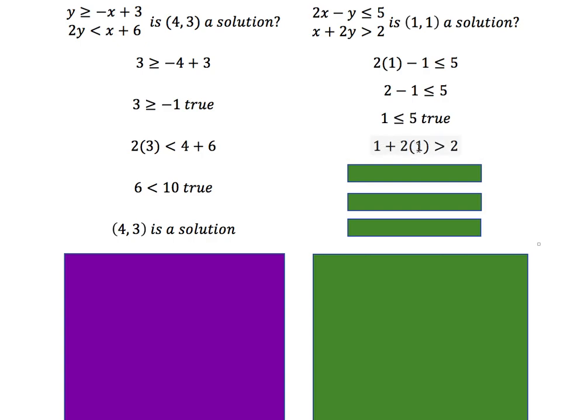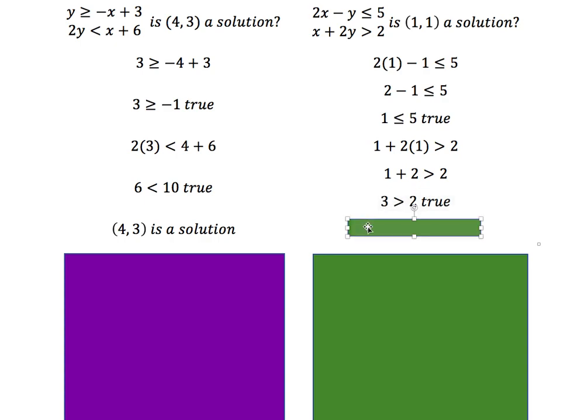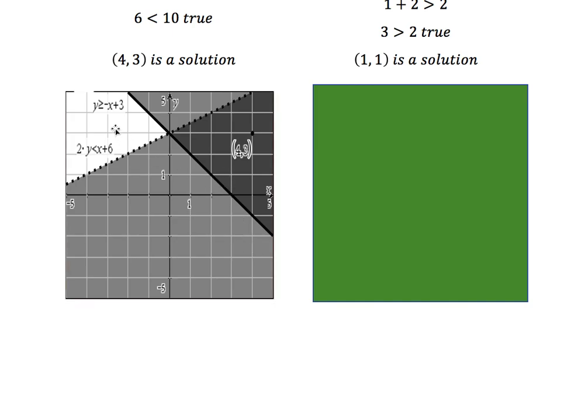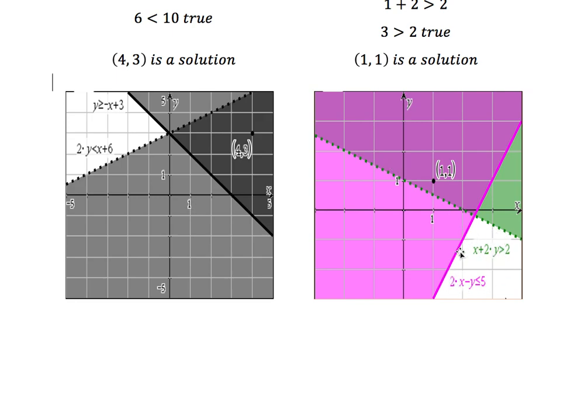Plug in 1 for x, 1 for y, and you're going to simplify. You get 1 plus 2 is greater than 2, which is true because 3 is greater than 2. So that means that this 1, 1 is also a solution. And again, you can check this by graphing your two equations. Here's the two equations graphed, and you can see in the shaded section is where you see the coordinates of 4, 3. And the one on the right, graph the two equations. And again, in the section that is shaded by both formulas, you have the 1, 1 there.